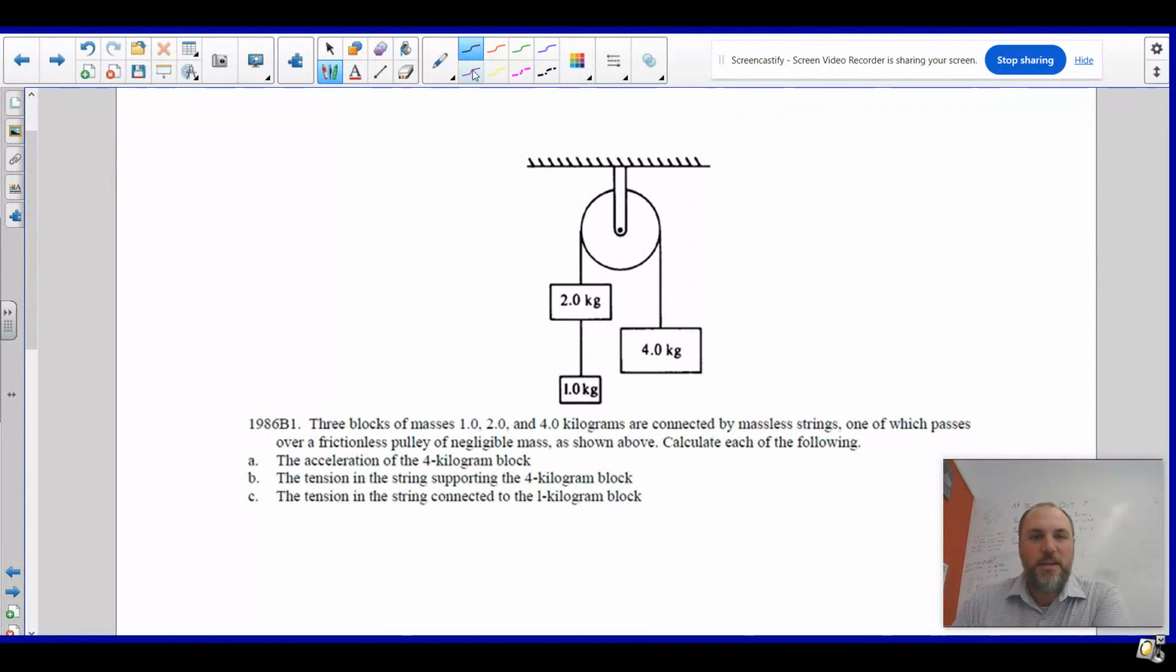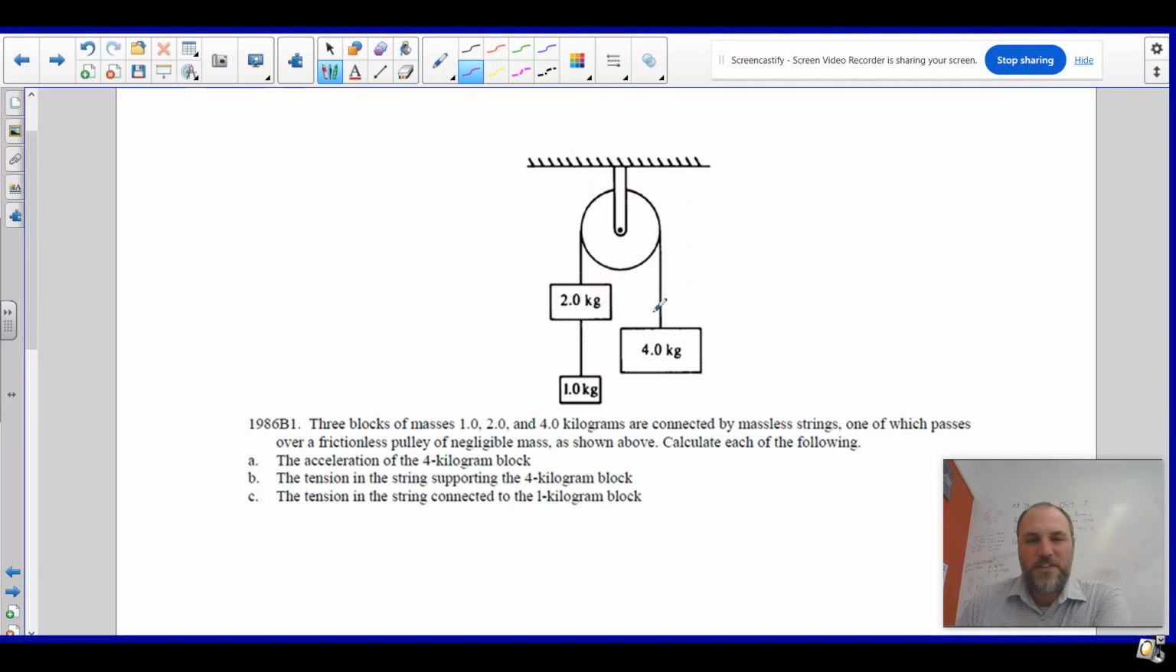Hi guys, we're looking at 1986 free response question number 1. We have an Atwood's machine with a 4 kilogram, a 2 kilogram, and a 1 kilogram hanging over the edges. First we want to find the acceleration of the 4 kilogram block.